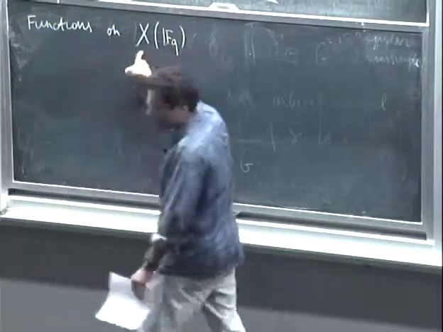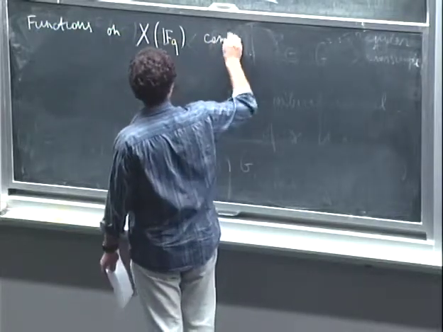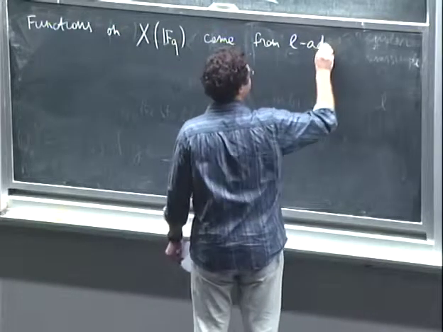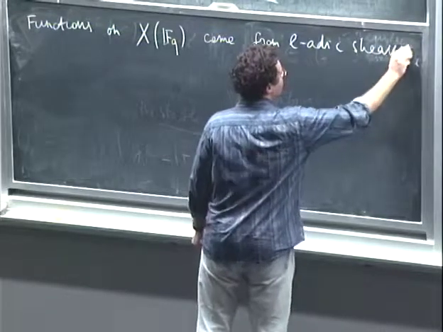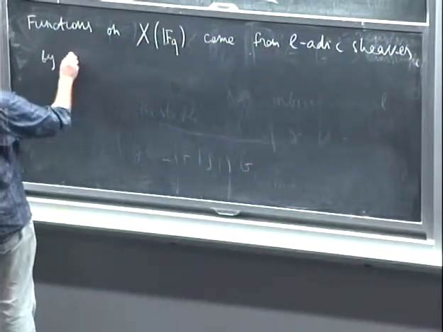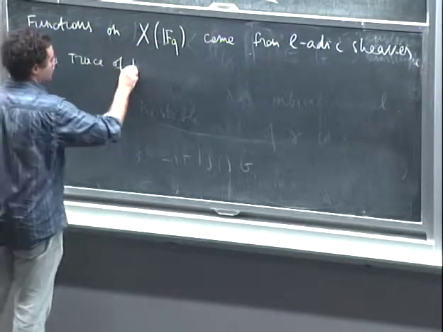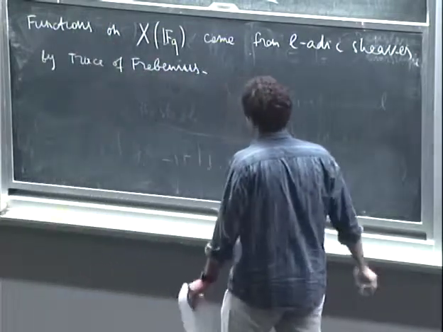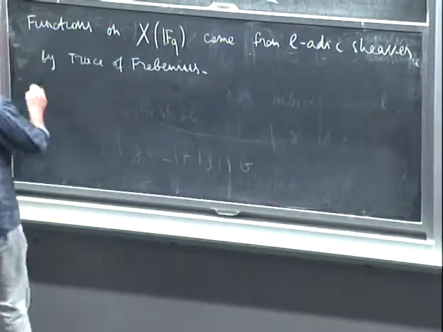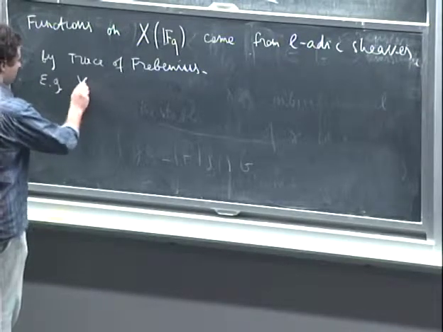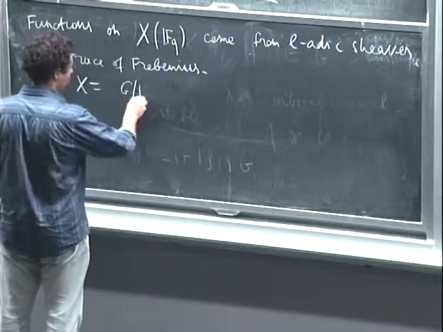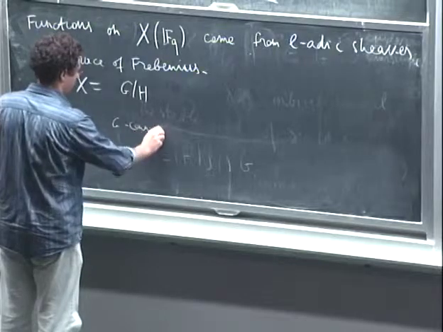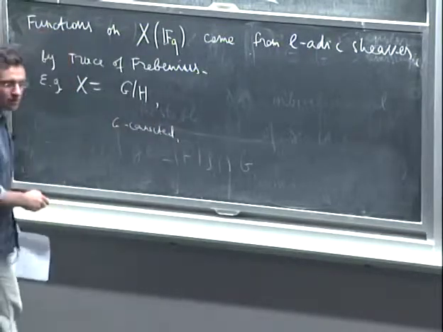So on X, an algebraic variety over F_q, functions sometimes come from, I mean, are constructed using, l-adic sheaves or complexes by the trace of Frobenius construction. So, for example, if X is G mod H, where G doesn't have to be reductive, I mean, G is connected, but then H is not necessarily connected.